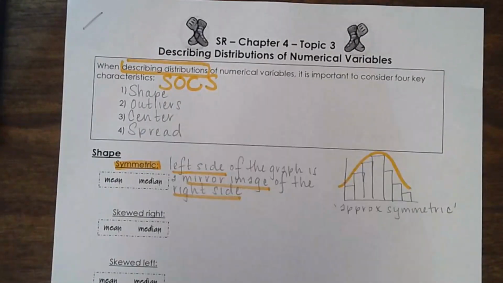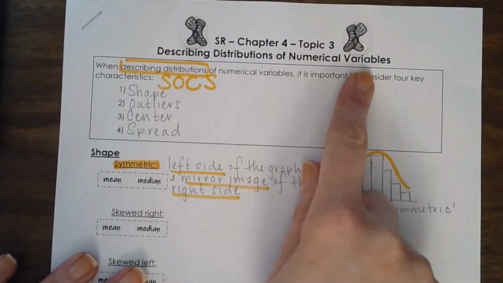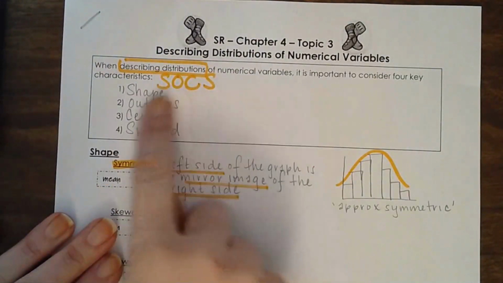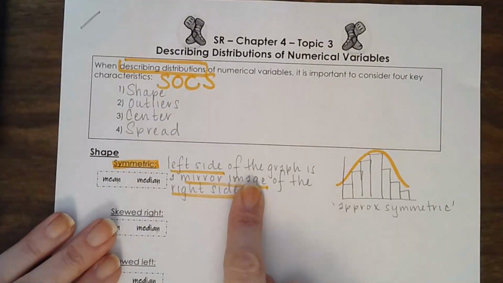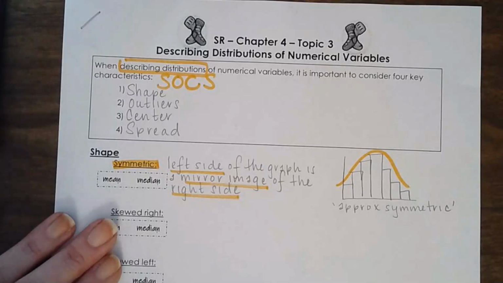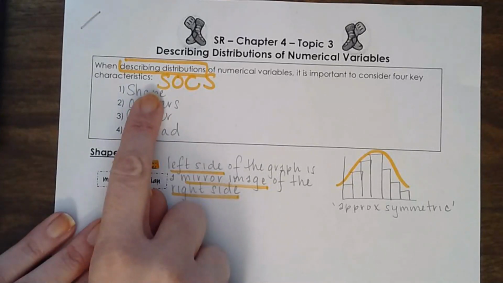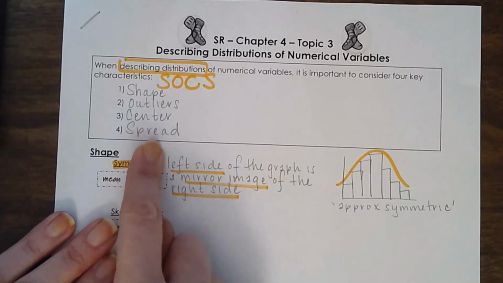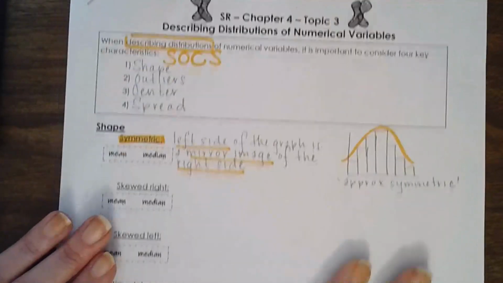So today we're talking about describing distributions of numerical variables. We've talked about three types of graphs for graphing numerical variables: dot plots, box plots, and histograms. When describing distributions, sorry you guys, I'm starting with a few of the notes filled in, but when describing distributions, we're talking about four key characteristics, which I'm going to abbreviate with SOCs: shape, outliers, center, and spread. First, we're going to start with shape.